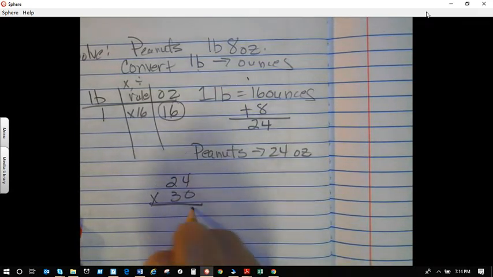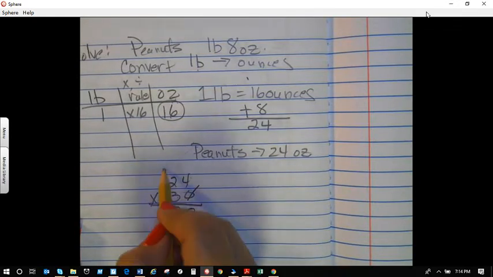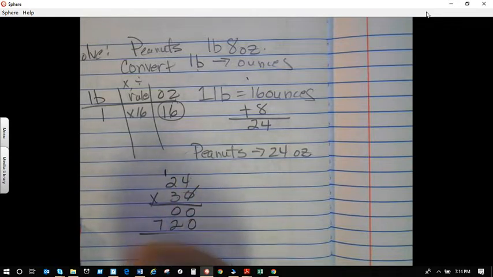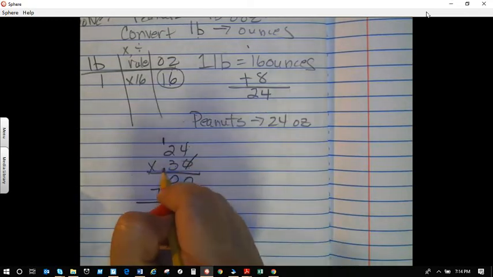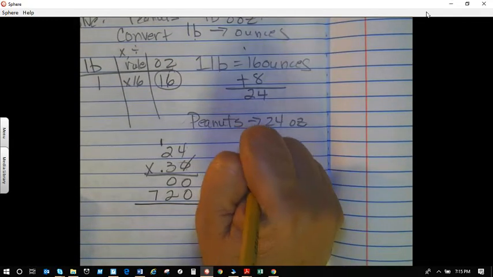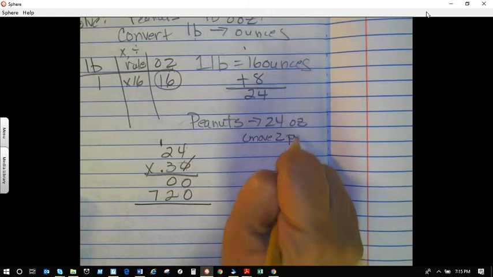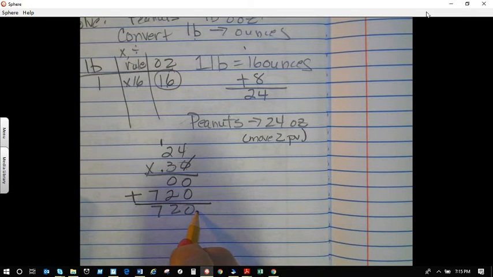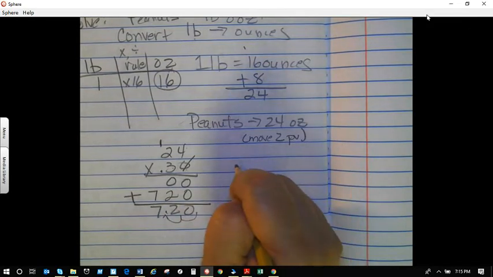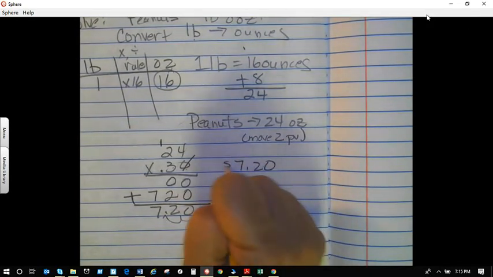0 times 0 is 0, 0. Done here. 3 times 4 is 12. Carry my 1. 3 times 2 is 6. Plus 1 is 7. I'm going to have 2 decimal spots that I'm moving over. But I don't have to have my decimal here. I just need to remember move 2 place values, PV. So now I'm going to add them up. That's 0, 2, and 7. I'm moving my 2 place values, starting here at the end, and moving them over 1, 2 to the left. So I spent $7.20 on peanuts.